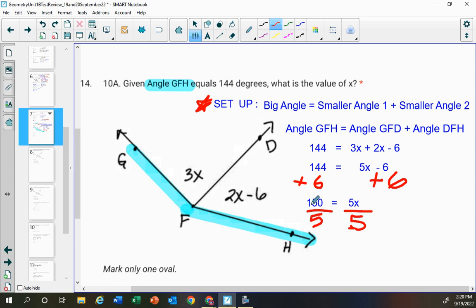And then 150 divided by 5, what do we get? 30 is x. Remember, 5 divided by 5 is still 1.